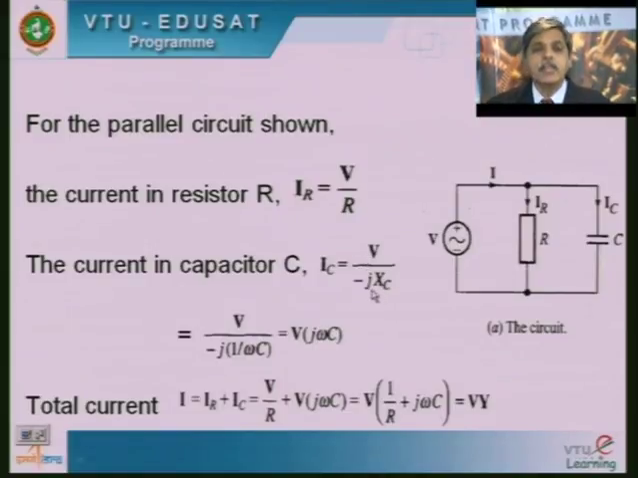Now remember, in the case of inductive circuit, I have taken the current in the inductor IL is equal to V divided by JXL. Here I am taking minus JXC. So when you take this minus JXC, it is the capacitive reactance of the capacitor. That is why the capacitive reactance is always negative, therefore the minus J comes in the denominator.